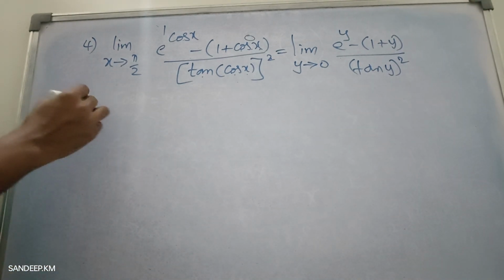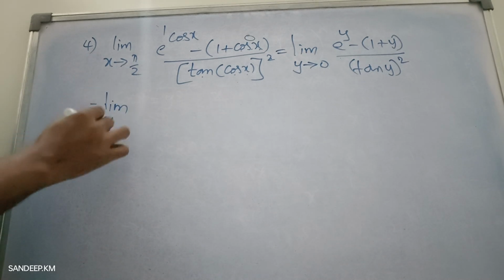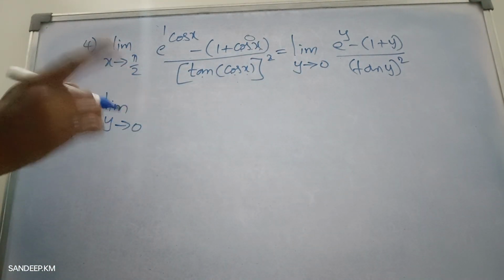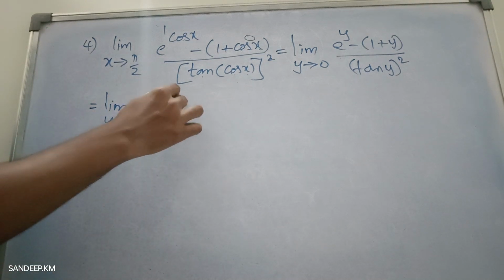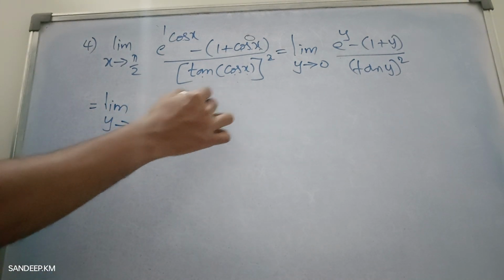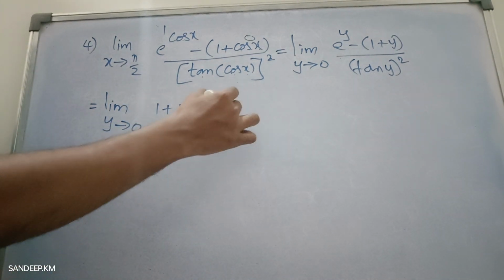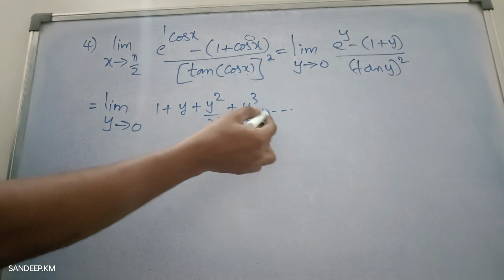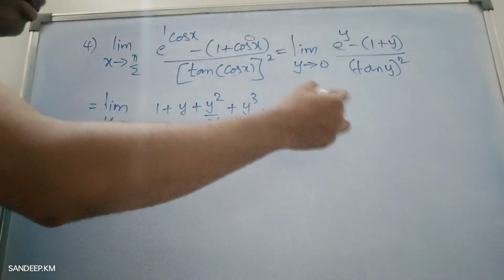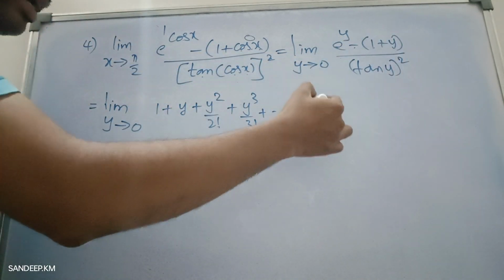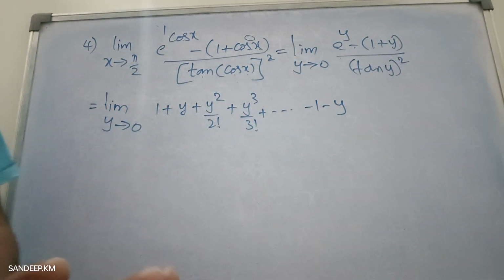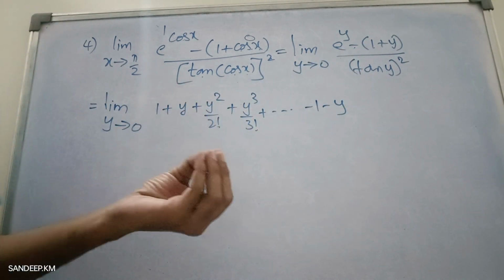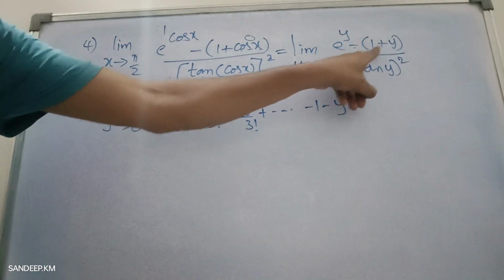So limit y approaches 0, and e power y, it is not e power x, it is e power y. What is the expansion of e power y? 1 plus y by 1 factorial plus y square by 2 factorial plus y cube by 3 factorial and so on. If needed, I will write the remaining terms in the next steps. Okay, now minus 1 minus y, correct or not? Children, what they will do, they will write minus 1 plus y in urgency. They will not use the distributive property. Please understand, minus is for both the terms.